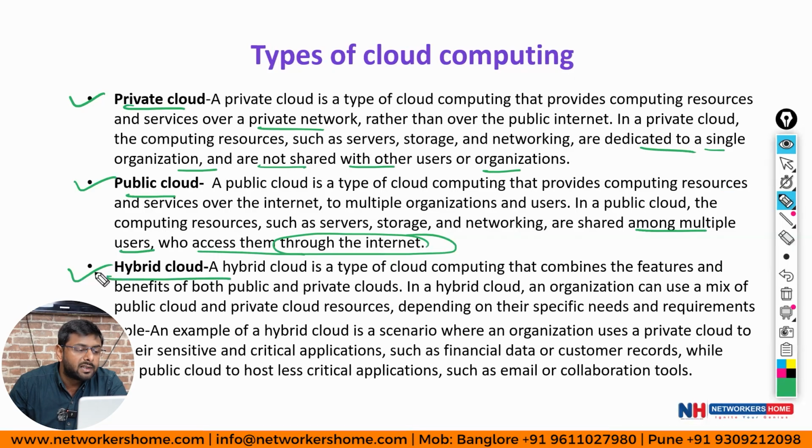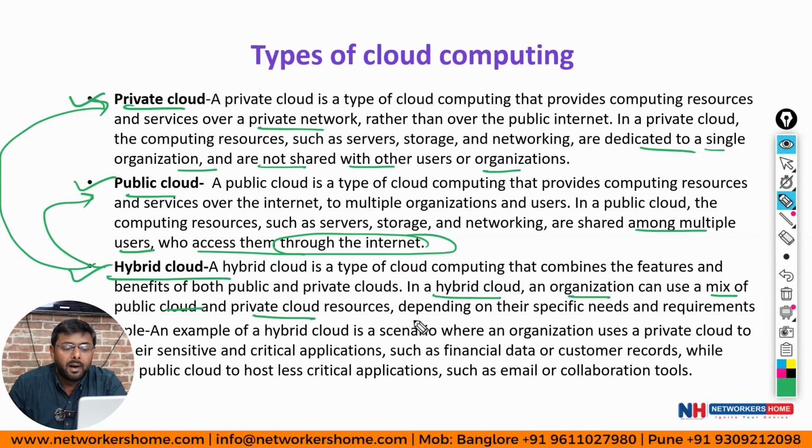And next we have the hybrid cloud. That is nothing but a combination of public as well as private cloud. So in a hybrid cloud, an organization can use a mix of public cloud and private cloud depending on their specific needs and requirements. So these are the types of cloud computing.